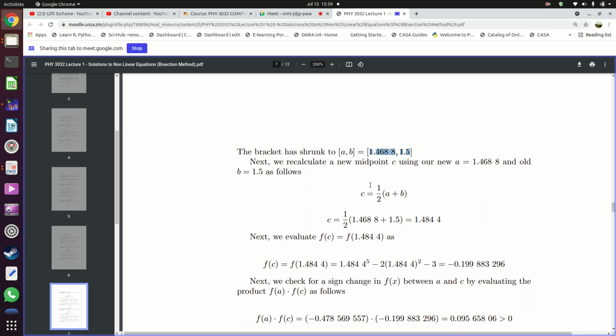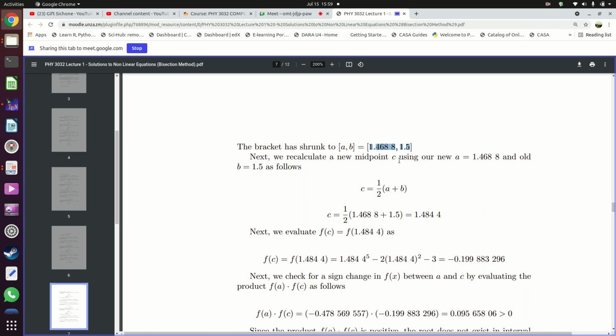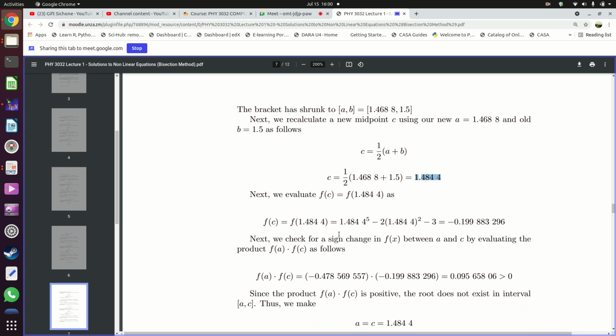So this is an example. Again, you proceed to work out the midpoint c. You've got 1.4688, which is your new a, and your b, 1.5. So c is half of a plus b, which is c equals half of 1.4688 plus 1.5. You get 1.4844. This is your midpoint.